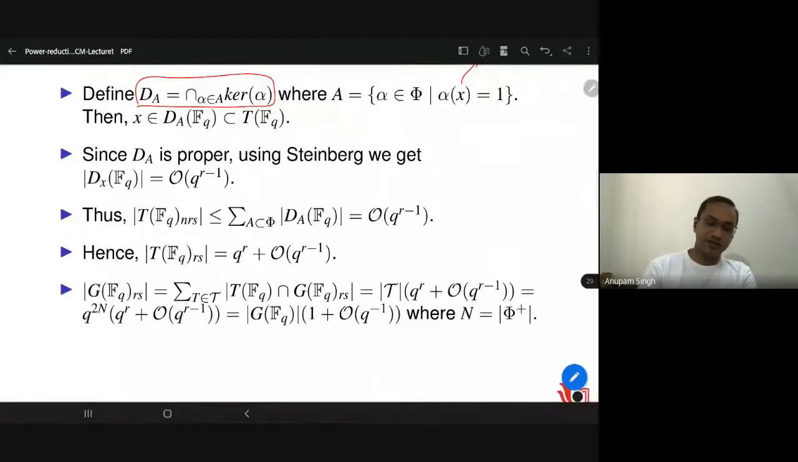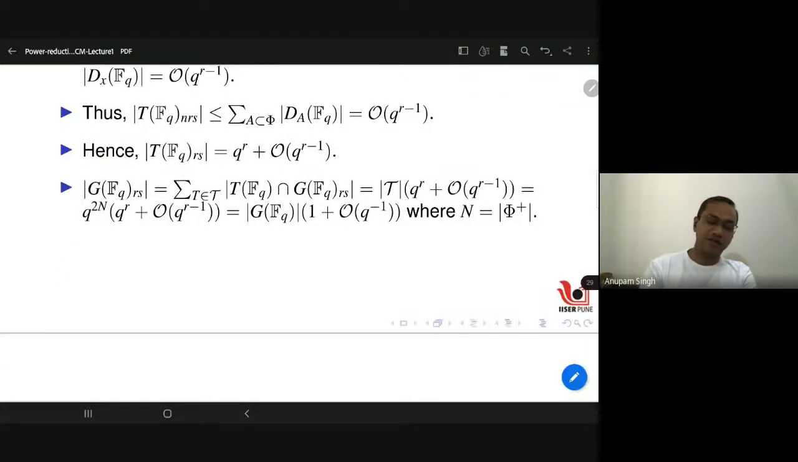So you will see that T(F_q) regular semisimple is of the form q^r plus something of order q^(r-1). Now to get G(F_q) regular semisimple, I have to sum over all such maximal tori, so I have to multiply by the number of maximal tori. This is again a result of Steinberg, and there's a proof in Carter's book that the number of maximal tori is q^(2n), where n is the size of the positive root system. If you substitute that, you'll simply get the equation I wanted.